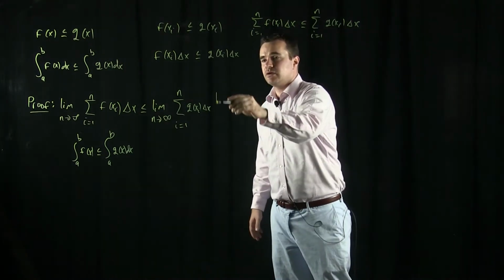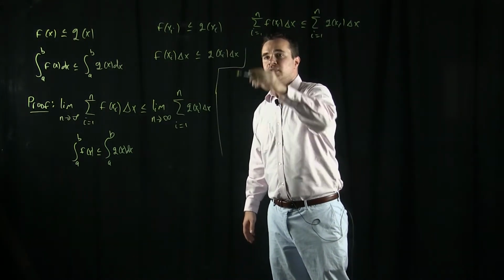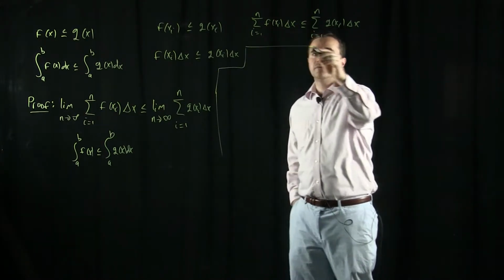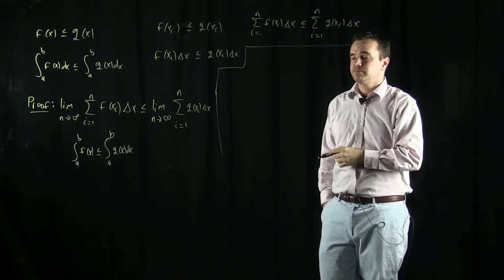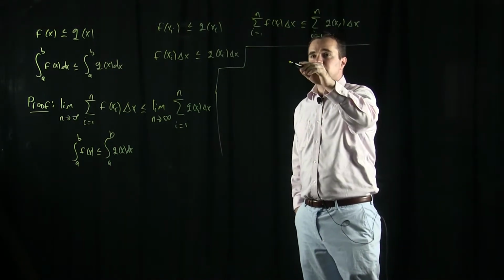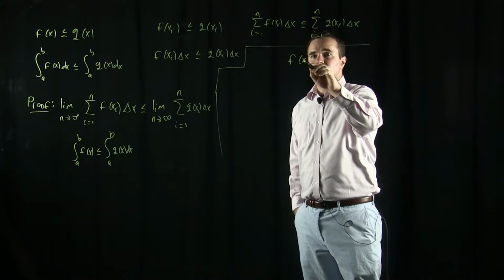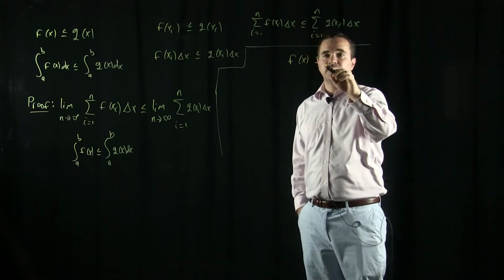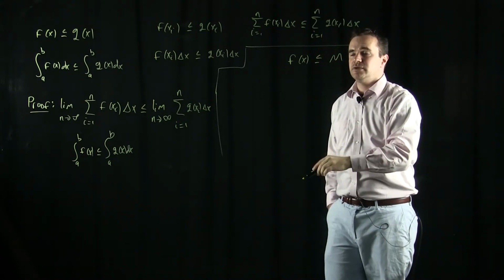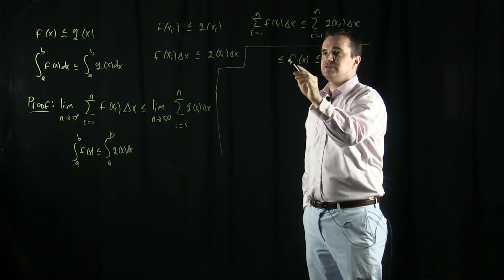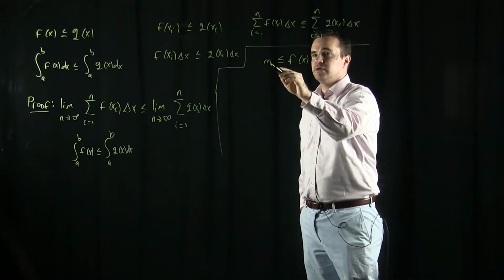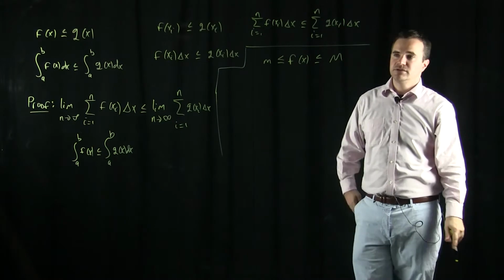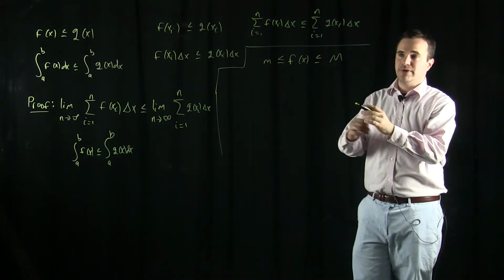Let me give you a quick application of that. Suppose that you have a function that's bounded, meaning that for every single x in its domain, there has to be some number, capital M, that's bigger than or equal to all the y values, and some number, little m, that's less than or equal to all the y values. That's what it means for a function to be bounded.